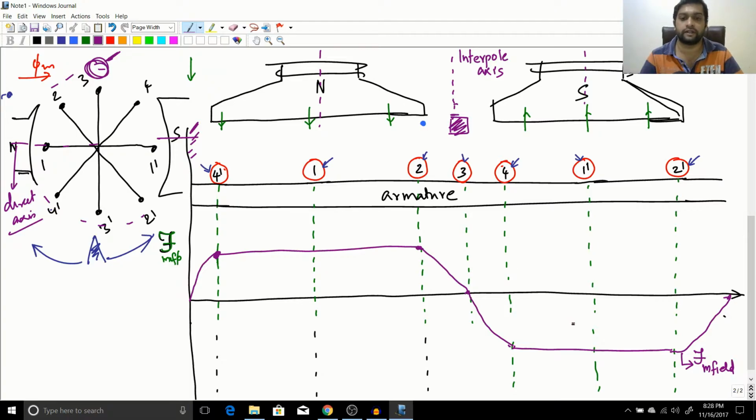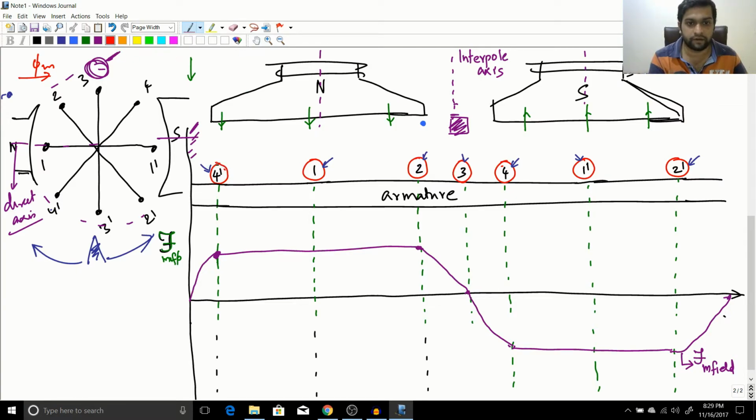Okay, main field. Now let us draw the armature MMF. How is armature MMF caused? When the current is flowing through the armature, it will create a magnetic field. Okay, that magnetic field will produce MMF, and that will produce an armature flux. Okay, so now we have to draw the armature MMF. So for that, first let us draw the current directions here.